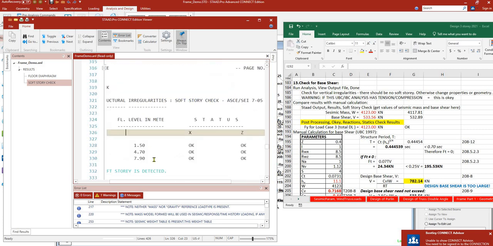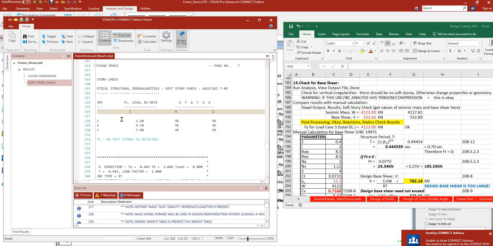ito sa first floor, wala siyang soft story. Ayan, tapos at second level, ayan, 4.7. Okay siya. Ibig sabihin, malakas siya sa x-axis tsaka sa z-axis. And then finally, sa third level, at 7.9 meters from the top of footing, okay pa rin siya. So, no soft story is detected.